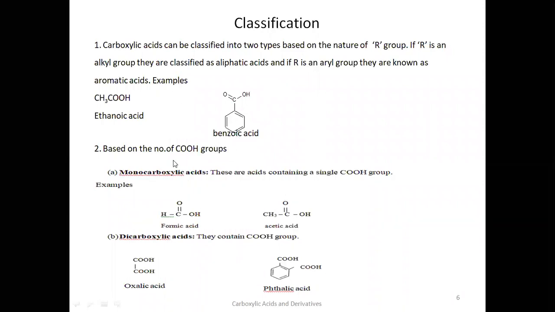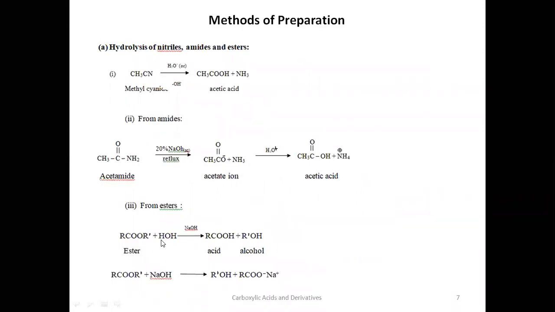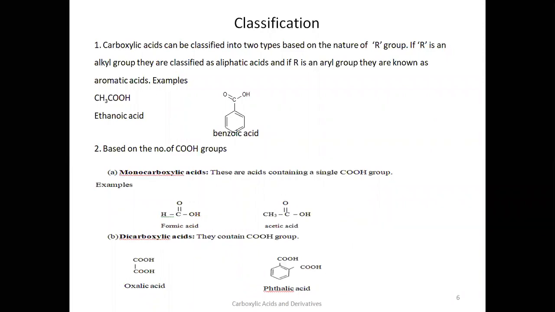And one more classification is based on the number of COOH groups. For example, if there is only one COOH group, it is a monocarboxylic acid. If there are two COOH groups, it is known as a dicarboxylic acid. For example, formic acid, acetic acid: there is only one COOH group here. Therefore, it is mono, meaning one, a monocarboxylic acid. Whereas dicarboxylic acid means two carboxylic acid groups. See here, two carboxylic acid groups are there. Therefore, it comes under dicarboxylic acid.